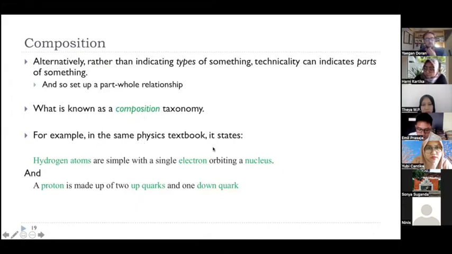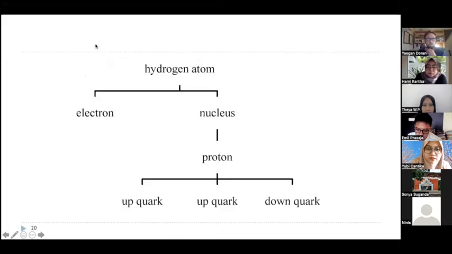For example, in the same physics textbook, it states, hydrogen atoms are simple with a single electron orbiting a nucleus. A proton is made up of one up quark and one down quark. Okay, series of technicality, but here it's not saying that an electron is a type of hydrogen atom, it's saying that an electron is a part of a hydrogen atom. So we can kind of describe it in terms of this diagram. A hydrogen atom includes an electron and a nucleus. A nucleus has a proton, which has two up quarks and a down quark.